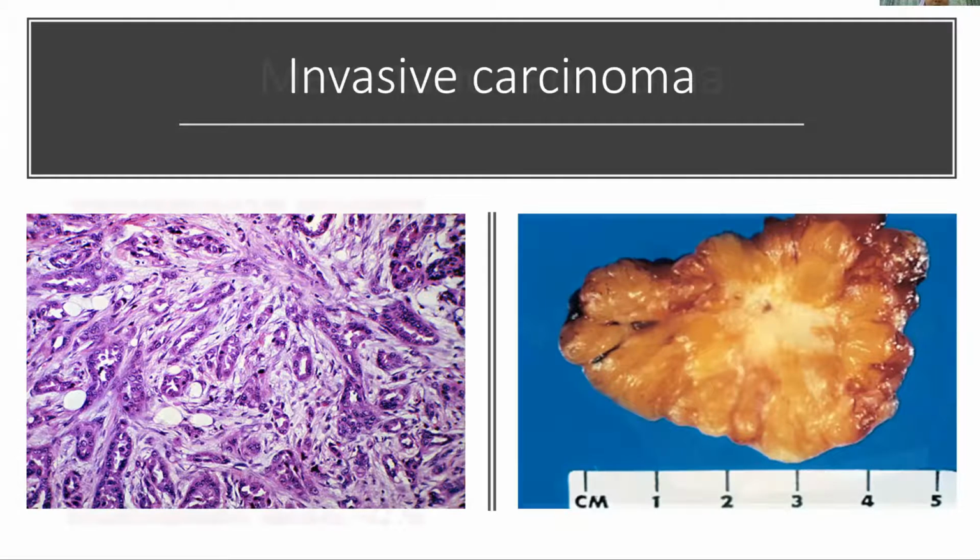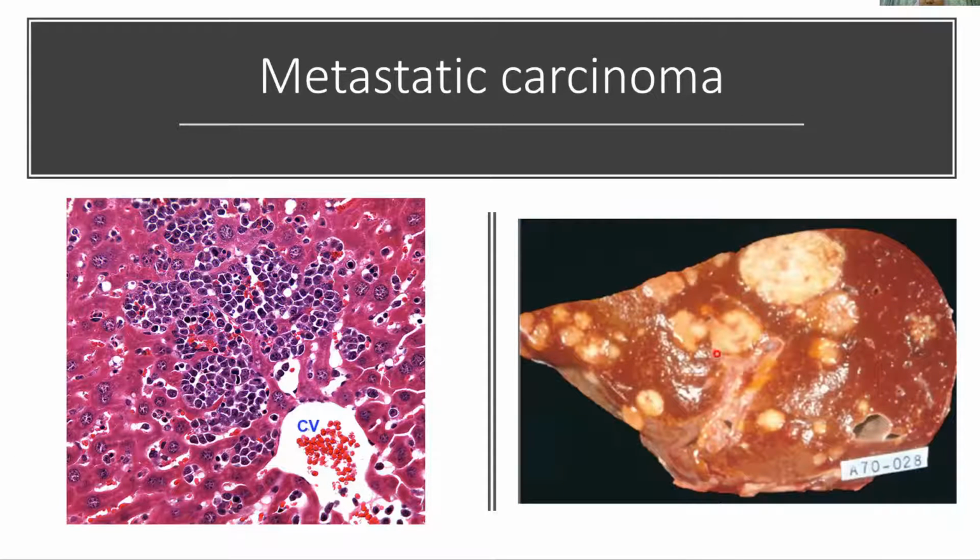This is an invasive carcinoma. Again, this is a specimen from the liver. We can still see the remaining normal liver tissue, and there are multiple tumors. When we look at the tumor on histology, it is a malignant tumor forming glandular structures. It's a metastatic carcinoma. This is the residual hepatocytes, and this is the central vein.